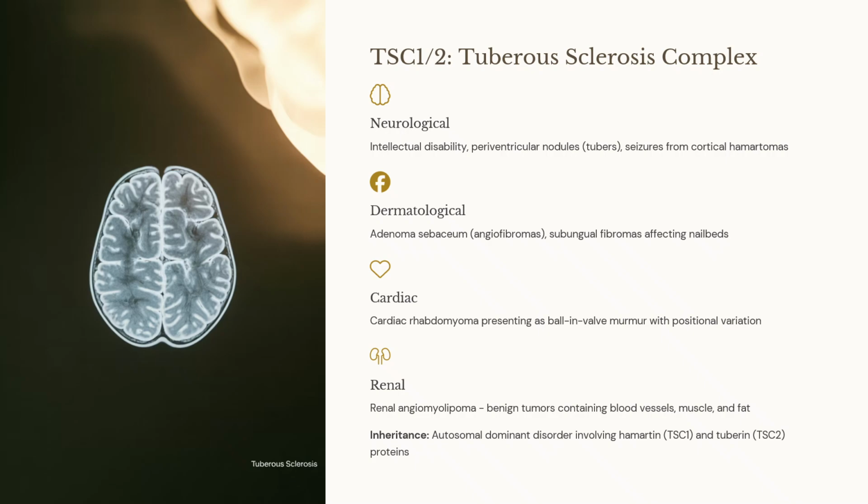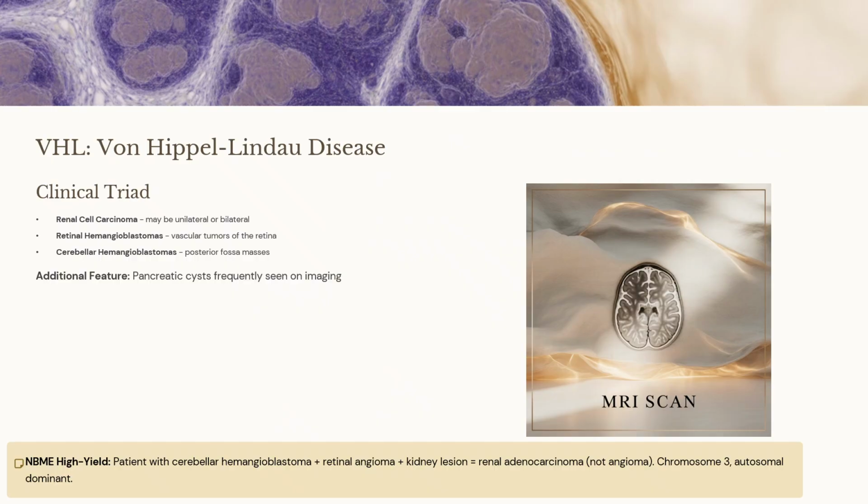In addition, adenoma sebaceum, which are basically angiofibromas, subungual fibromas affecting the nail beds, cardiac rhabdomyoma presenting as a ball valve murmur with positional variation, and renal angiomyolipoma. Benign tumors containing blood vessel, muscle, and fat. So all these are presentations in tuberous sclerosis. Similar to neurofibromatosis, this is also an autosomal dominant condition involving the hamartin and tuberin proteins.